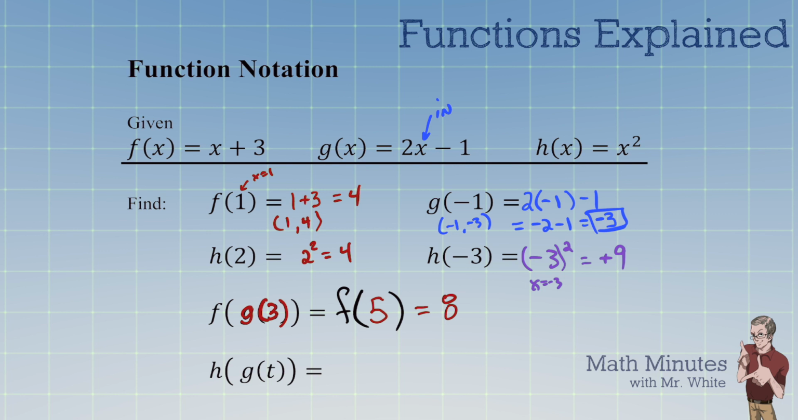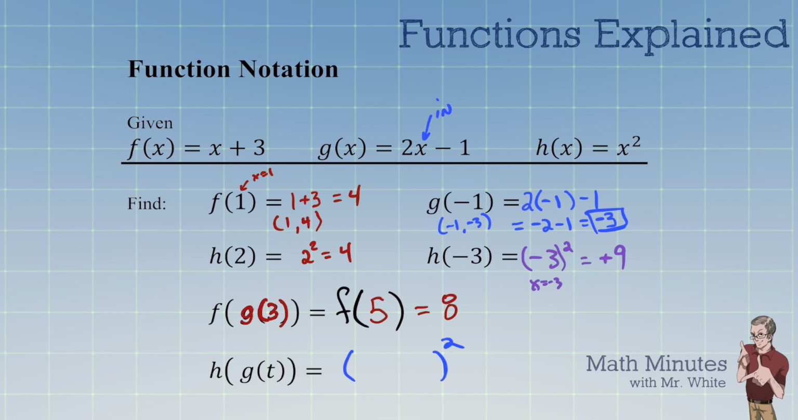You are literally connecting two machines together. So we started with the g machine, we put 3 into the g machine right here, and out popped 5. We then took that output and immediately put it into the f function. 5 plus 3 is 8. Now down below, I'm putting one function in the other function entirely. Remember what the h function does? This is called a composition of two functions.